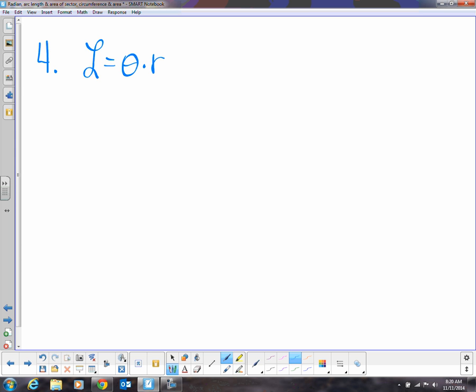Number 4 said in a circle, an arc of length 5. Is that L, theta, or R? It says an arc of length 5. An angle is not measured in length, and it is not measured in degrees right now. It's measured in radians.